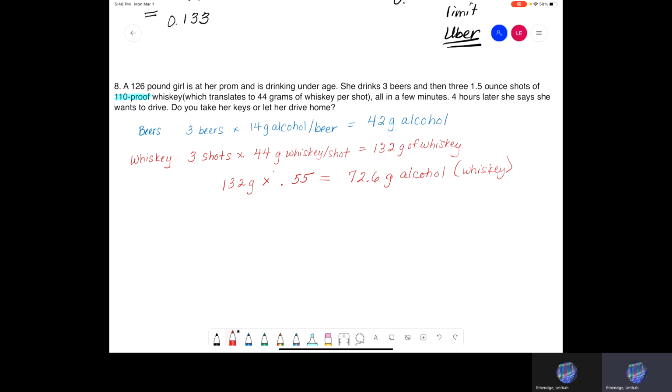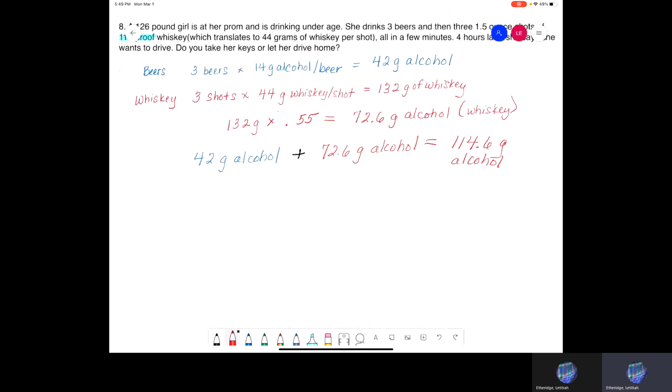So now if I ask you what is the total mass of alcohol she drank, she had 42 grams of alcohol from the beer, plus the 72.6 grams of alcohol from the whiskey. So total alcohol in her system, add them together, is 114.6 grams of alcohol.